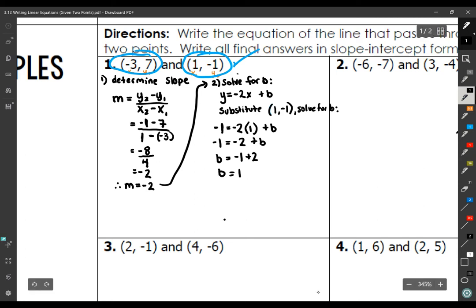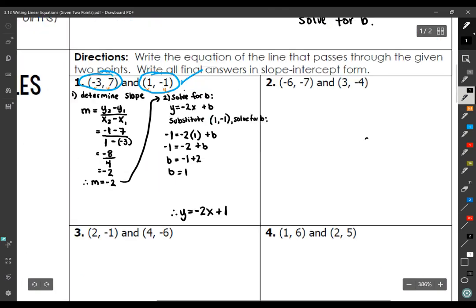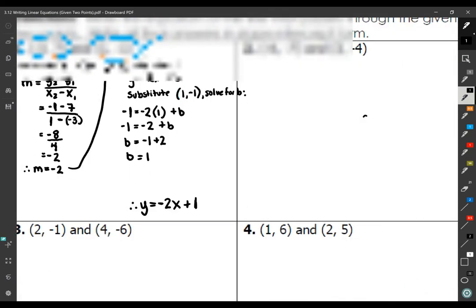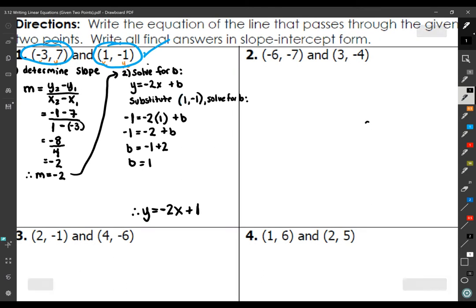Okay, so therefore our final equation would be y is equal to negative 2x plus 1. Okay, let's just for fun, just on this first question, I'm going to prove to you guys that it really doesn't matter which number I point in. So let's say instead of subbing in the point (1, -1), I'm going to write in a different color. Let's say I substituted in the point (-3, 7).